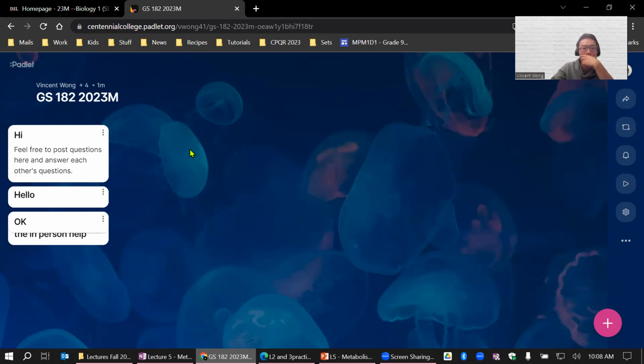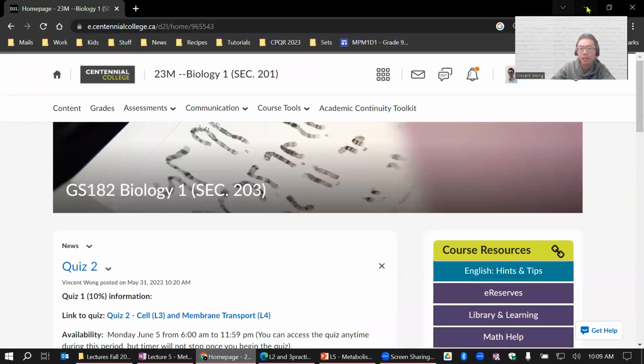How do I find this? My screen disappeared and I lost it. Oh, that's okay. I'll post this on eCentennial as well. Right now, I just posted in the chat box. Now, what I do not want you guys to do is post test questions up here. If I see people post test questions here, I'm gonna have to disable this thing. But it gives you guys a way to communicate, if you want to find each other. Hopefully that helps.